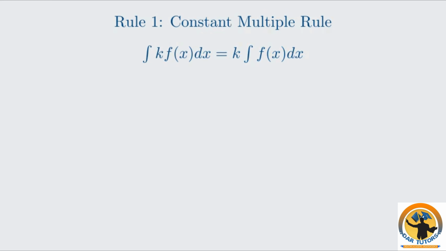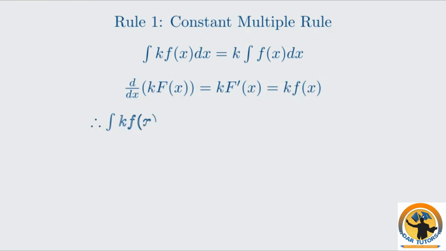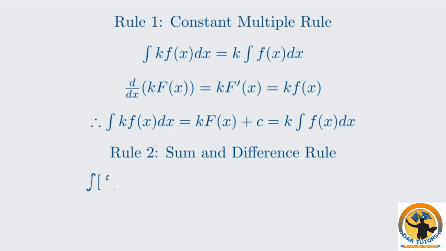Let's quickly prove this. Suppose F prime of x equals f of x. We know from differentiation that the derivative of k times F of x is k times F prime of x, which is k times f of x. Therefore, the integral of k times f of x is k times F of x plus c. Since F of x is the integral of f of x, we can write this as k times the integral of f of x plus c. This confirms the rule.